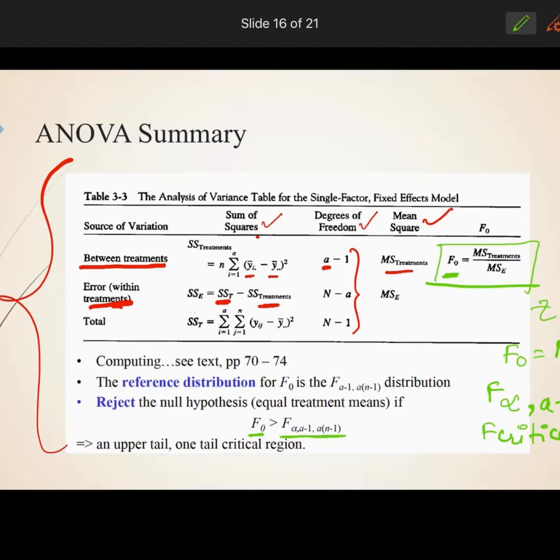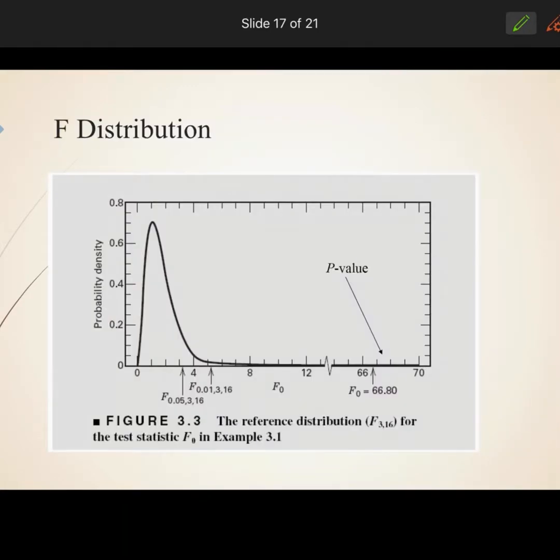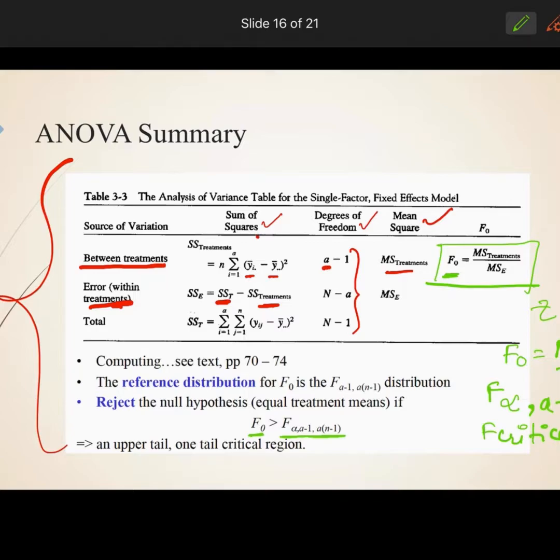And this F statistic follows an F distribution, which is somewhat like this. It is a right-tail distribution. It's not symmetric like the normal distribution. So we'll obtain the F critical value based on the degrees of freedom and significance value from the F distribution table, and then compare it with our F calculated value, and depending on the result, we take a decision about our null hypothesis.